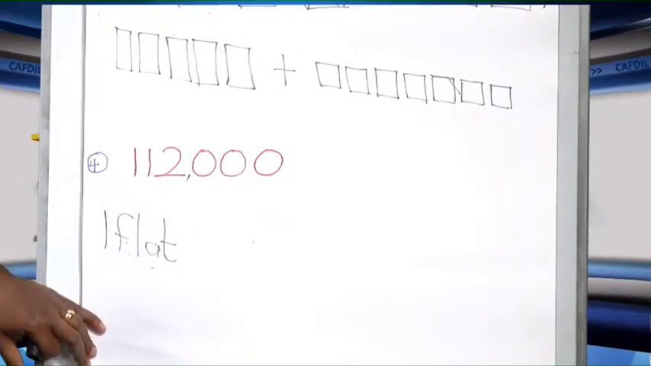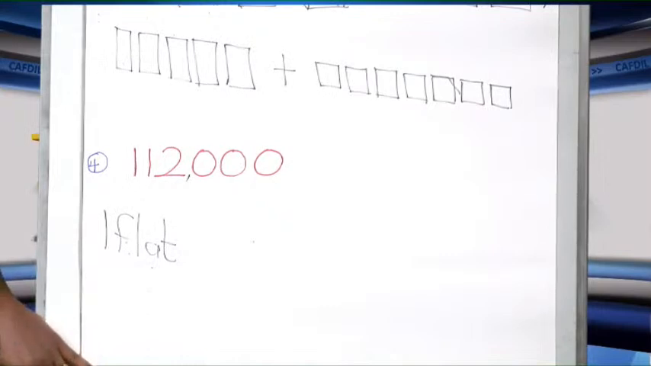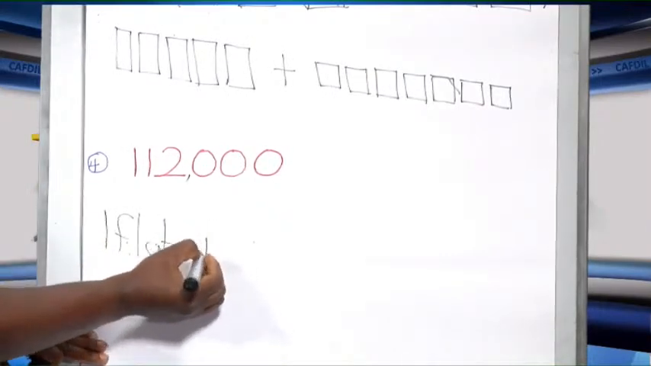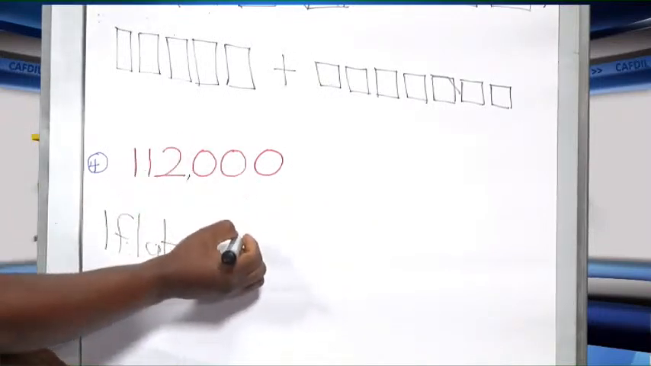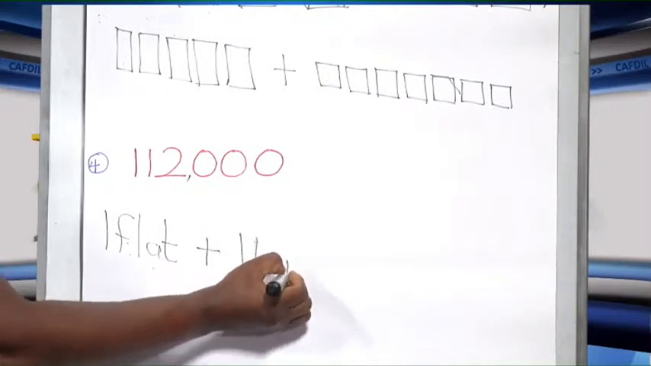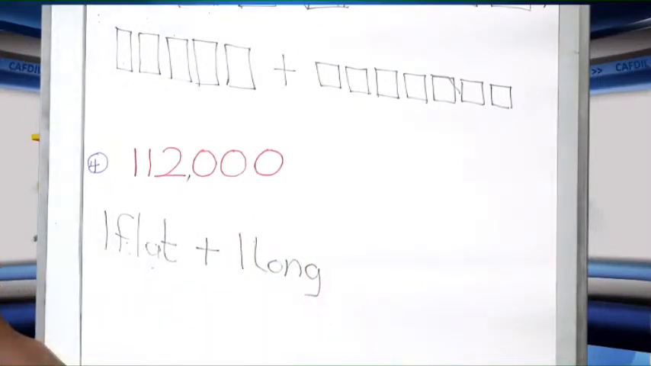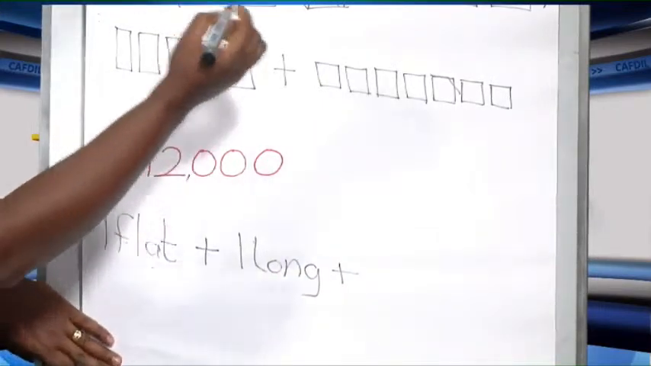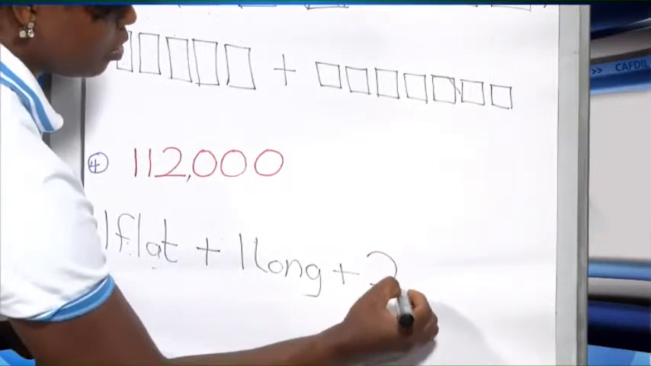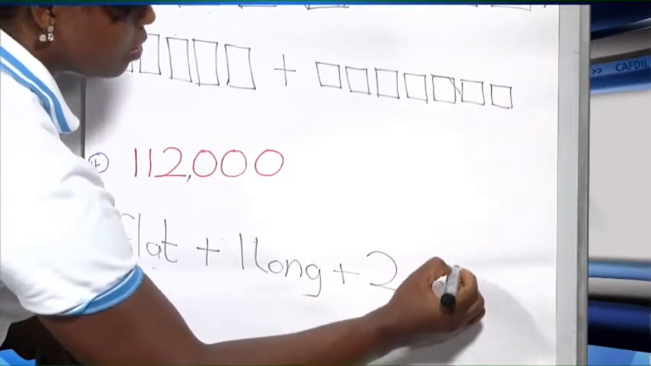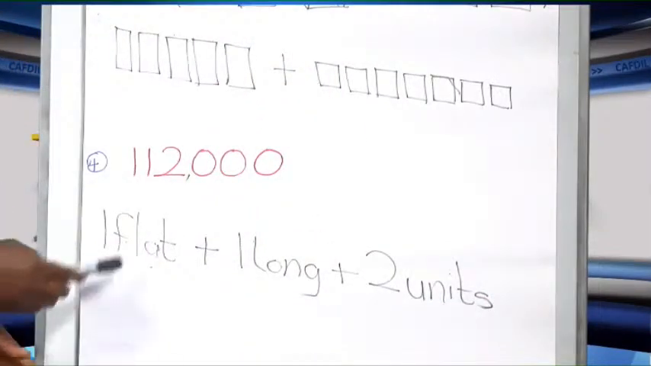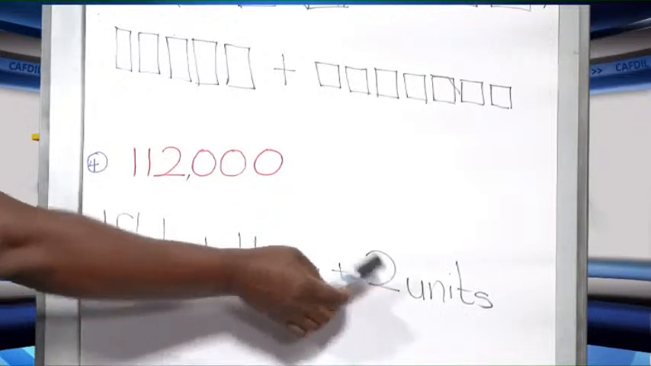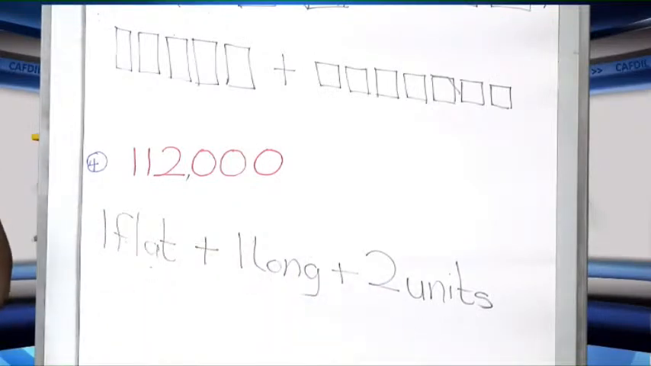In your book, try and draw it for me. So 1 flat plus how many longs? 1 long plus how many units? 2 units. We are done. So you draw a flat, a long, and 2 of the units, and you are done.